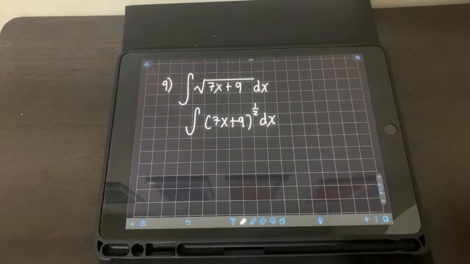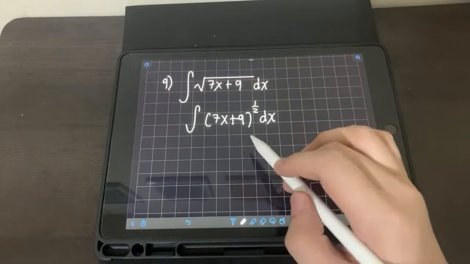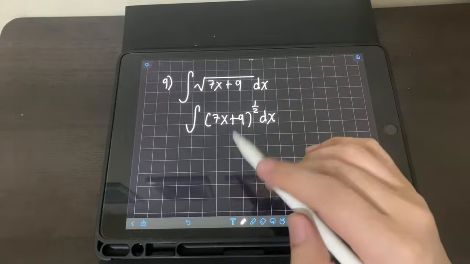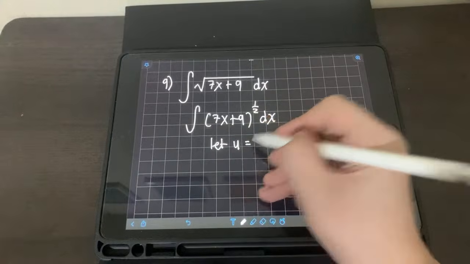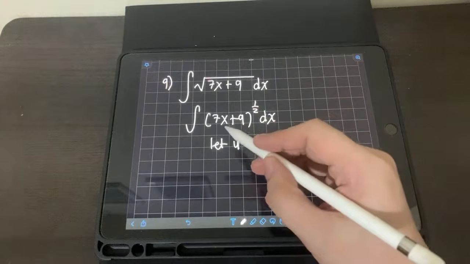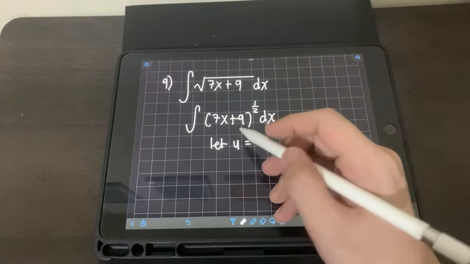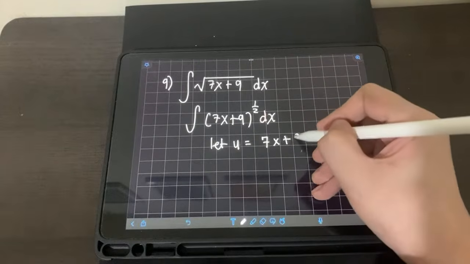Okay? So again, we cannot apply the power formula directly. So we can apply first U-substitution. So if we let U be equal to what? So obviously, wala naman tayong ibang expression kundi itong 7x plus 9, right? So let U be equal to 7x plus 9.